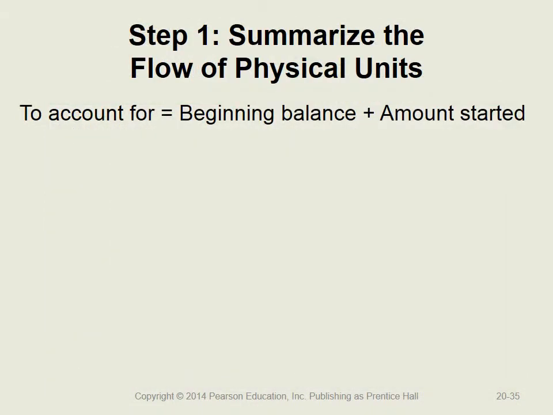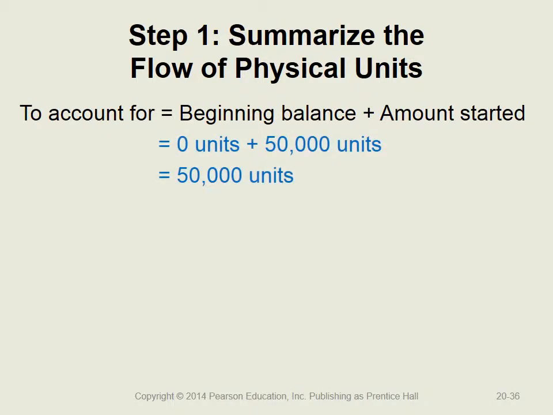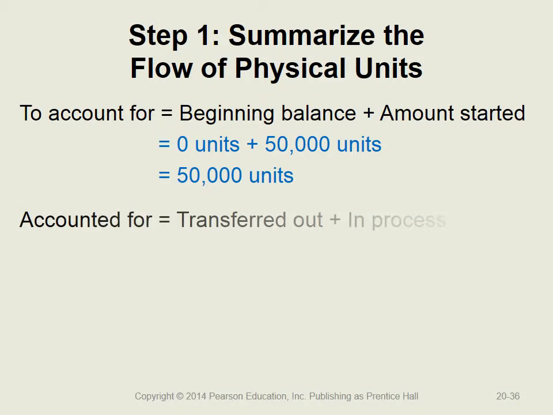Step 1. We begin with Puzzle Me's first department, the assembly department. The first step is to summarize the physical flow of units. We begin by calculating units to account for, which is the sum of the number of units in the beginning balance and the number of units started. For Puzzle Me's assembly department, there were no units in beginning inventory, and 50,000 units were started during July for a total of 50,000.